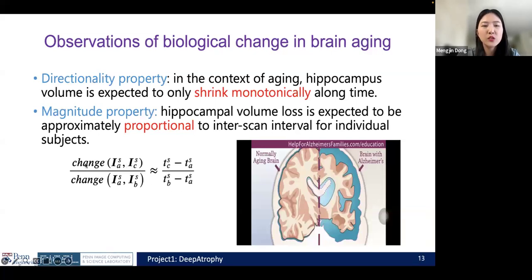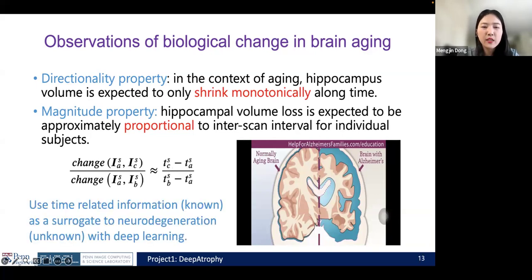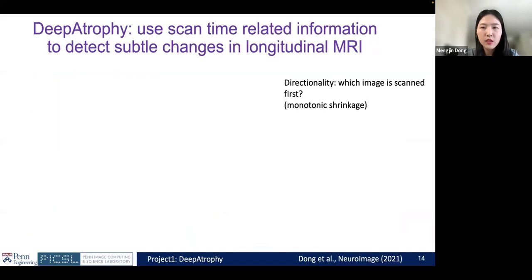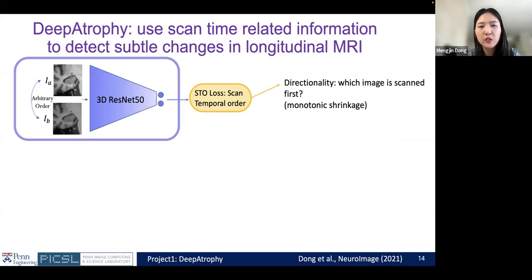So in this formula, the change happening between two images at different time points, A, B, and C, should be almost proportional to the time that has elapsed between those subject scan times. And the idea of the deep learning model is to use time-related information described in the directionality property and the magnitude property as a surrogate to neurodegeneration with deep learning. So to solve this, we designed those properties into two loss functions.